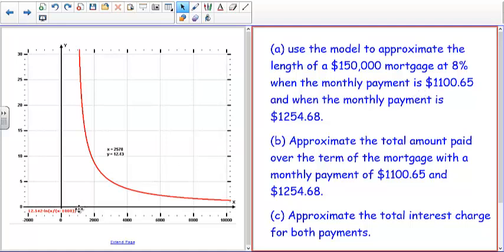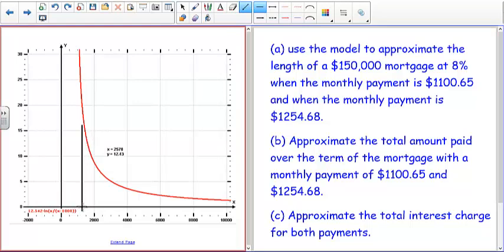I guess we could draw a vertical line here, let's see what happens. So here's 1,000, so 1,100 would be about there, and you draw a vertical line, and it intersects the curve about here. So that looks like about 20 years. And if you do 1,254, yeah, see, it's really hard to do that using the graph.